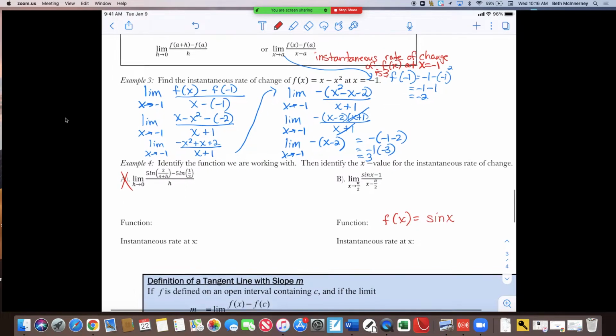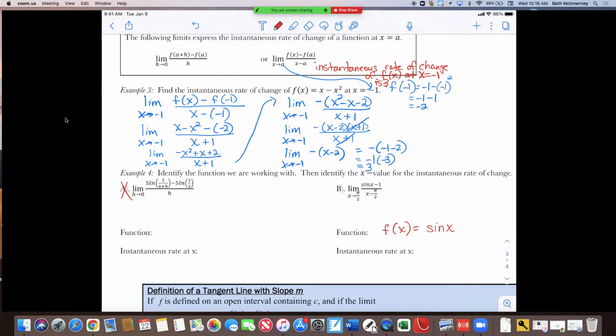Because look, this one is the limit as x approaches a. So now we know that a is pi over 2. This is f of x minus f of a over x minus a. So just f of x is sine x. Does that make sense?